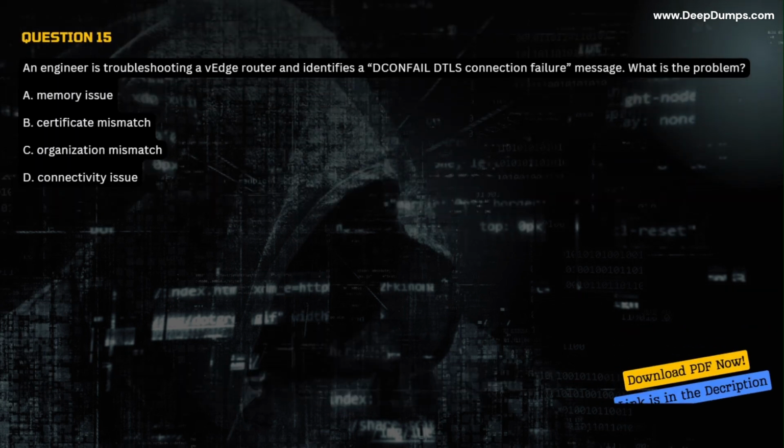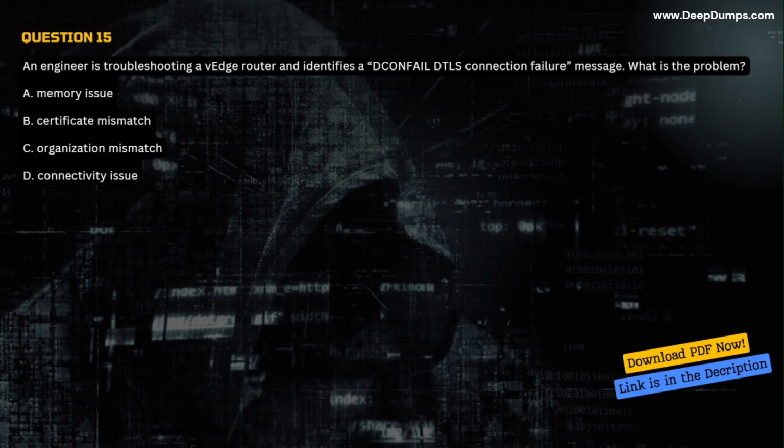Question 15. An engineer is troubleshooting a vEdge router and identifies a failed DTLS connection failure message. What is the problem? A. Memory issue. B. Certificate mismatch. C. Organization mismatch. D. Connectivity issue.